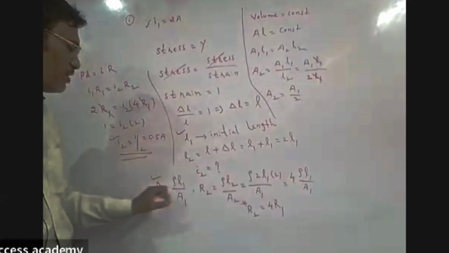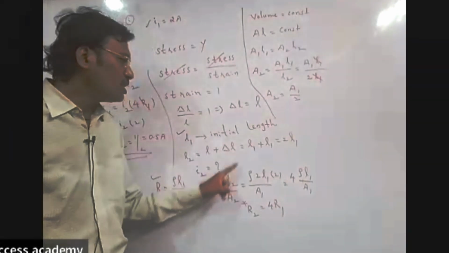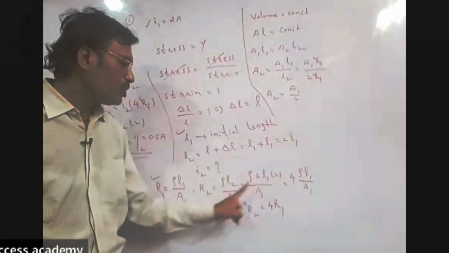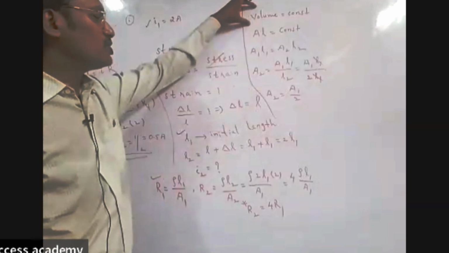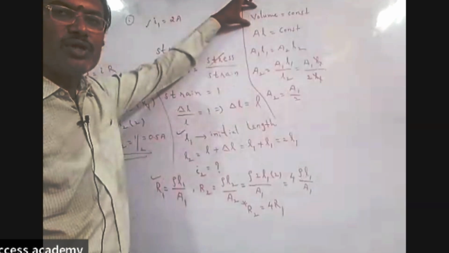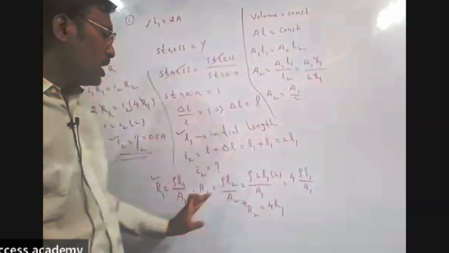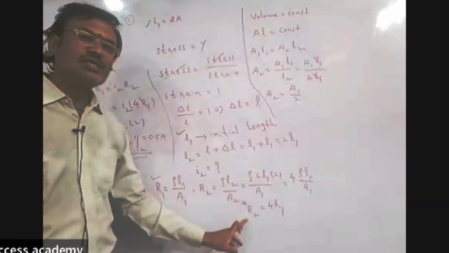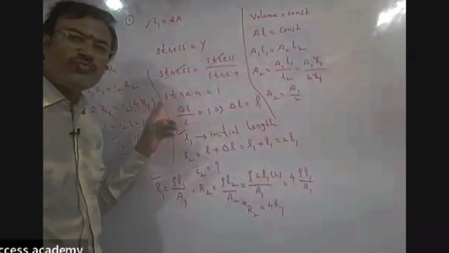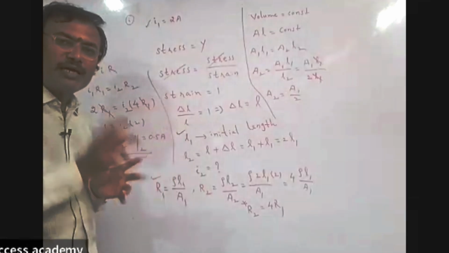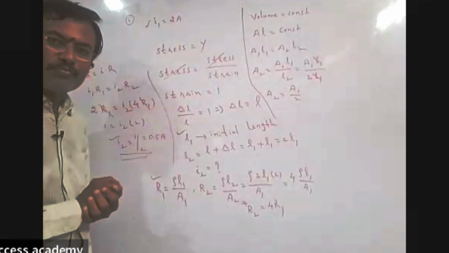Now, R is equal to rho L by A. First case, rho L1 by A1. Next case, rho L2 by A2. L2 is 2L1, as we calculated. A2 is half the area of cross section. From this, we calculate that volume is constant, as given in the problem. That is a condition. Now, with that, I substitute the values. Then I got that the resistance of the second wire, R2, is equal to 4R1. Once we got R2 equal to 4R1, now I am taking the same battery. That is a keyword. Same battery is nothing but the potential difference is the same.